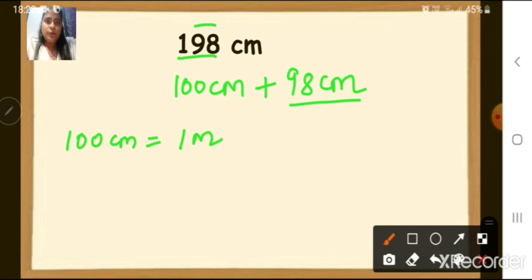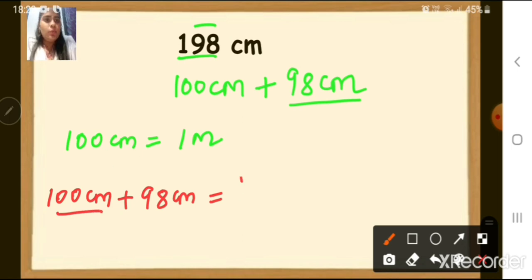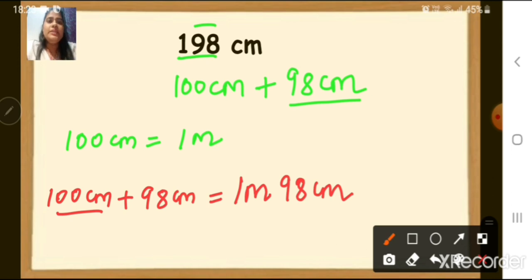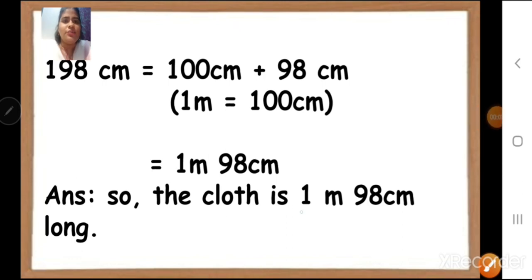Now we have to put this in the question. So 100 centimeters plus 98 centimeters is equal to, what is 100 centimeters? 1 meter. We can write that directly. We will not write a plus sign here because the answer will come in meters and centimeters, so we cannot put an addition sign. So 1 meter, and here it is 98 centimeters. This is how we are going to convert centimeters into meters and centimeters. So children, the cloth is 1 meter 98 centimeters long.